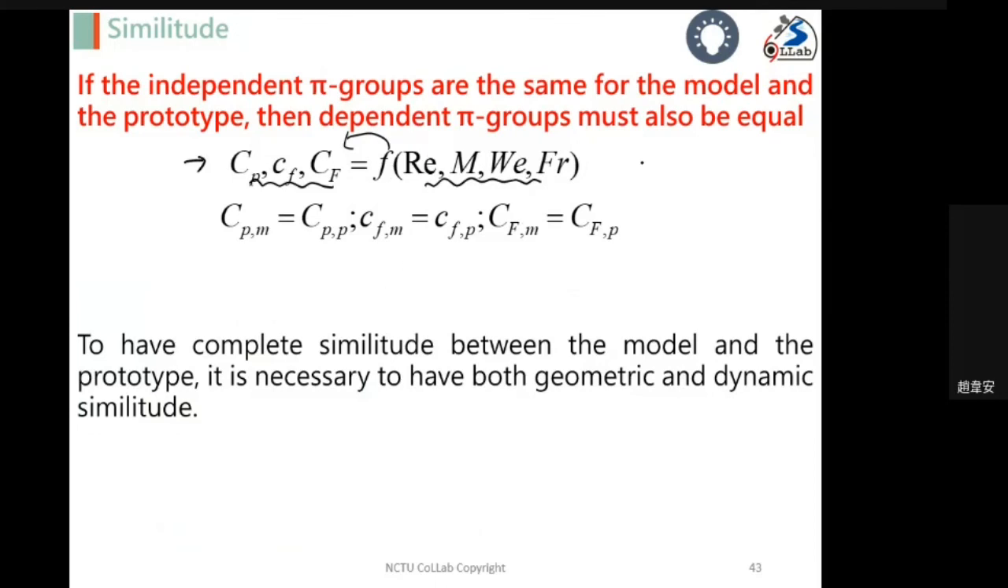In the previous slide we introduced dynamic similitude: if we satisfy the same force ratios, then the result tells us the Reynolds number and the Froude number must be equal for the spillway problems. So to have complete similitude between the model and the prototype, it is necessary to have both geometric and dynamic similitude. Okay, so this is very important.